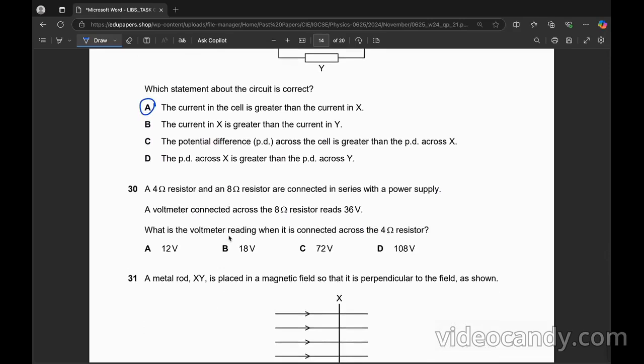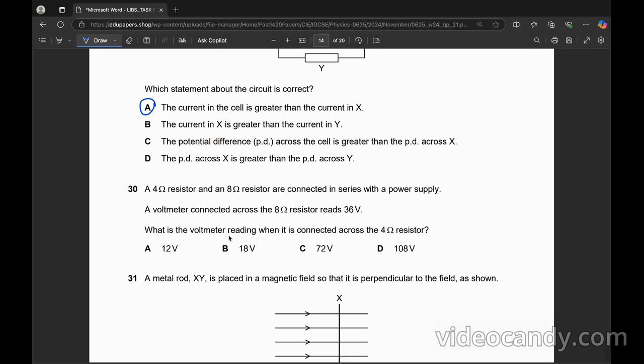30. A 4 ohms resistor and an 8 ohms resistor are connected in series with the power supply. A voltmeter connected across the 8 ohms resistor reads 36 volts. What is the voltmeter reading when it's connected across the 4 ohms resistor?